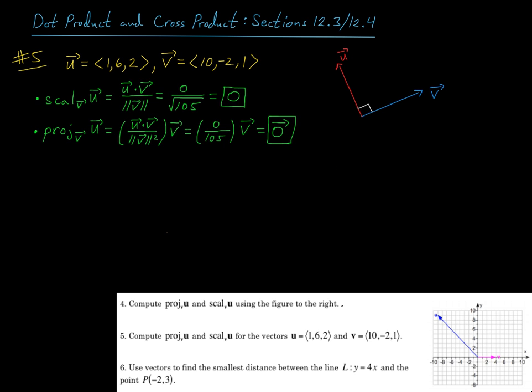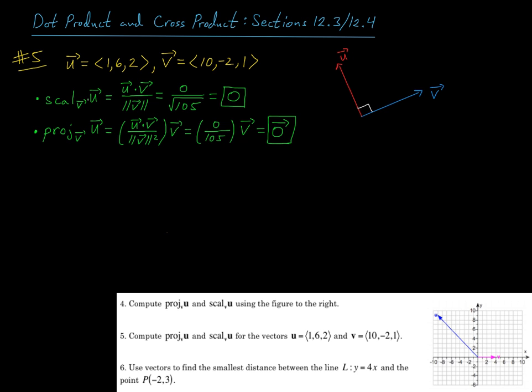So now let's turn to question 5. This is just a straight computation. It says compute the vector and scalar projections for the vectors u, which has components 1, 6, 2, and v, which has components 10, negative 2, 1. For the scalar projection, take the dot product of the vectors, which turns out to be 0, and divide by the magnitude of the vector you're projecting onto, which in this case is the magnitude of v, which is root 105.